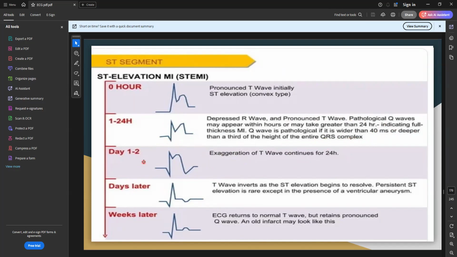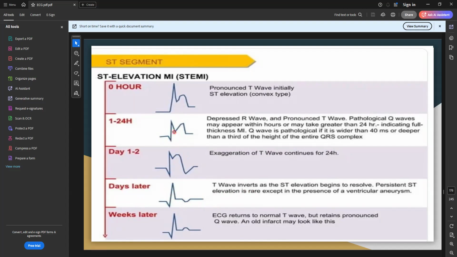On day 1 to day 2, the exaggeration of the T wave continues. After a few days, the T wave inverts. This is the ST segment, and this is the PR segment. You have to measure from the J point to the horizontal line extended from the PR segment. This is the elevation of the ST segment.